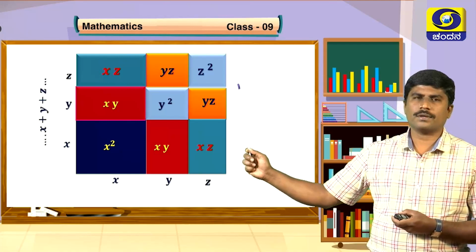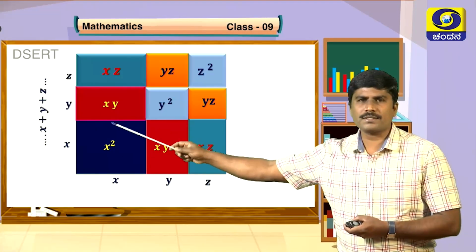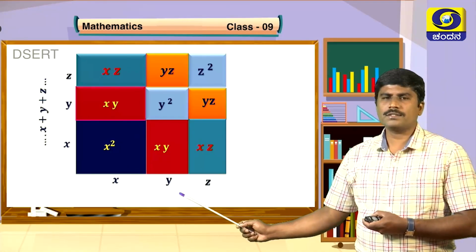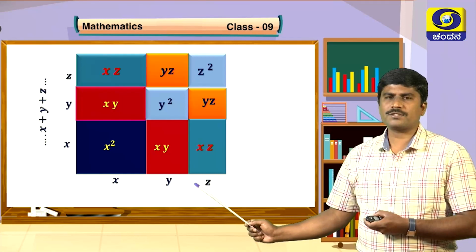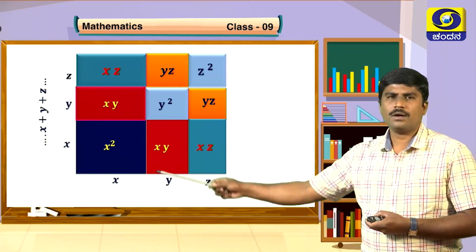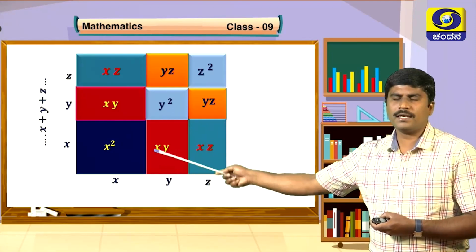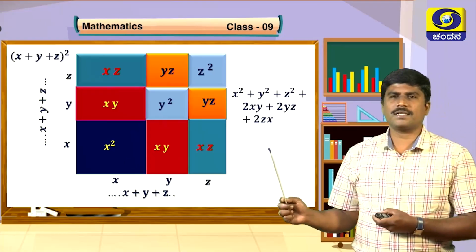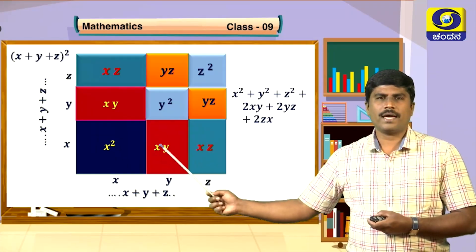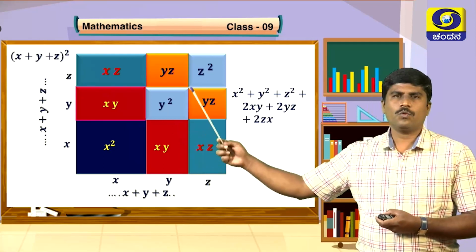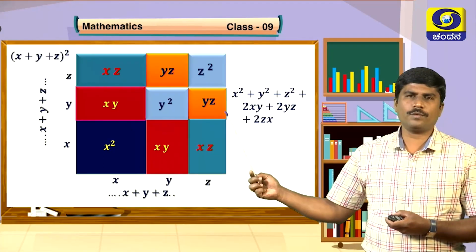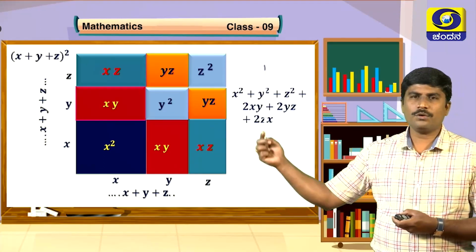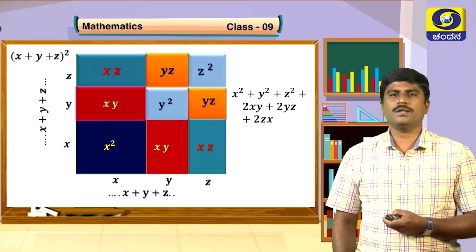Look at this: x plus y plus z whole square means x plus y plus z into x plus y plus z. If you add all these things you will get the same value. That is x square plus y square plus z square plus 2xy. Look at this, xy and xy give 2xy, yz and yz give 2yz, and again zx gives 2zx. So now you are able to visualize by using geometrical concepts.